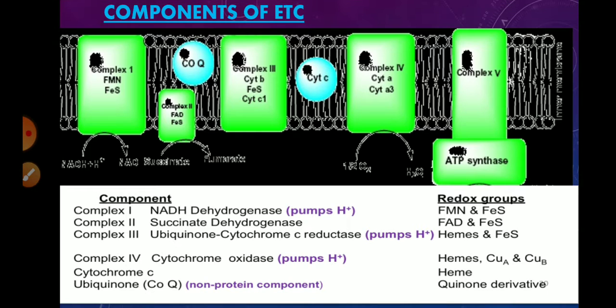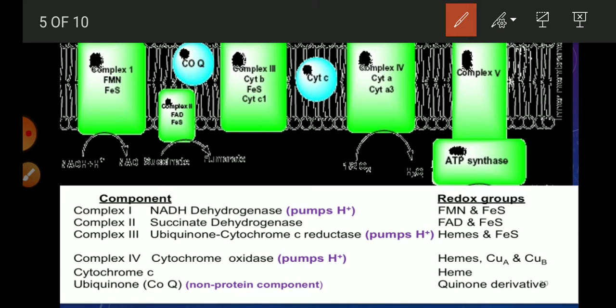To see this, first look at the components of the electron transport chain. The electron transport chain has almost 5 complexes. The fifth complex is ATP synthase, which is utilized for chemiosmosis. Complexes 1, 2, 3 and 4 are utilized for electron carriers.